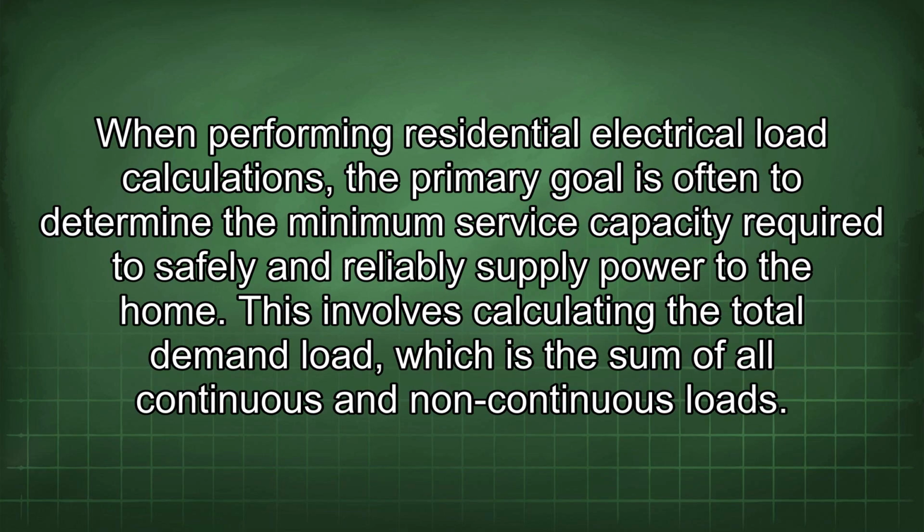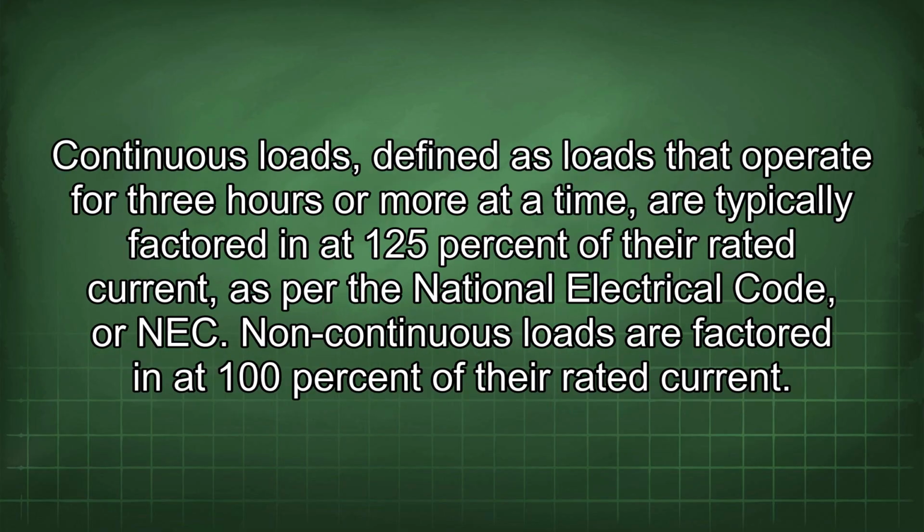loads. When performing residential electrical load calculations, the primary goal is often to determine the minimum service capacity required to safely and reliably supply power to the home. This involves calculating the total demand load, which is the sum of all continuous and non-continuous loads. Continuous loads, defined as loads that operate for 3 hours or more at a time, are typically factored in at 125% of their rated current, as per the National Electrical Code, or NEC. Non-continuous loads are factored in at 100% of their rated current.